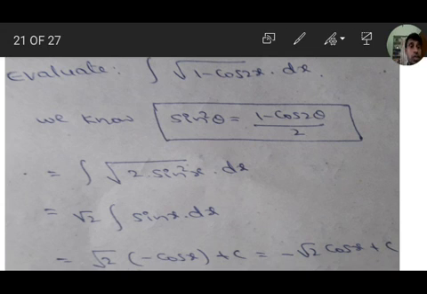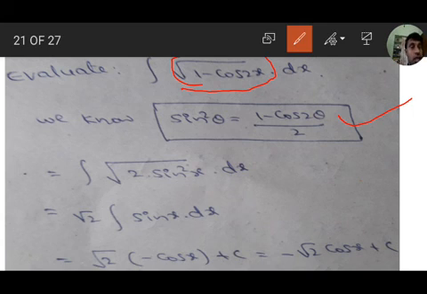Evaluate integration square root of 1 minus cos 2x dx. Here also we don't have a formula for this directly. Up to now we did not learn it, so we have to simplify this. We know the formula from trigonometry, sin square theta equal to 1 minus cos 2 theta by 2.